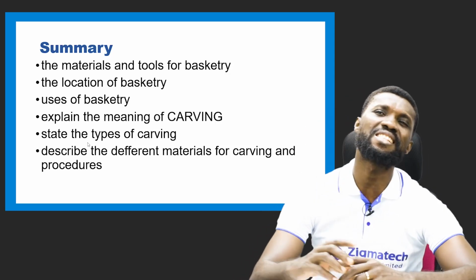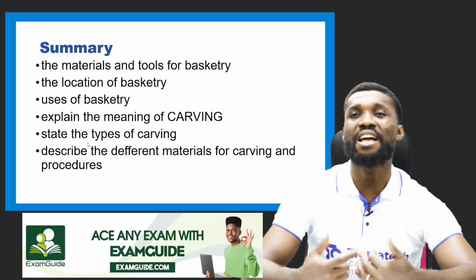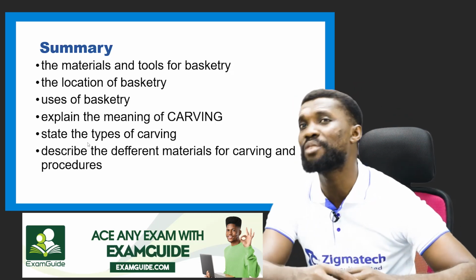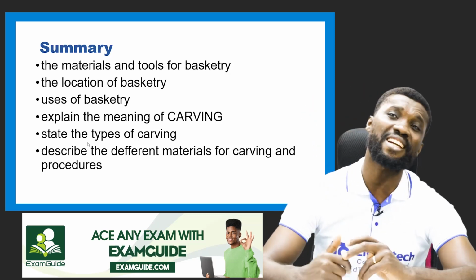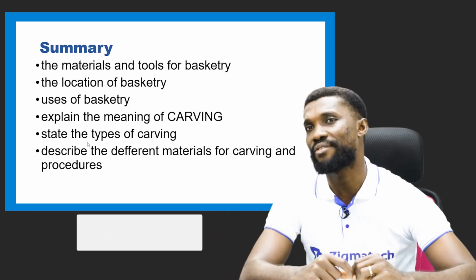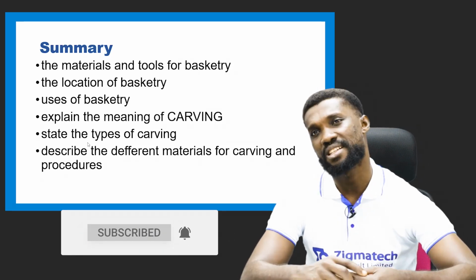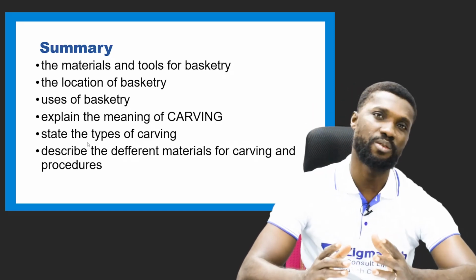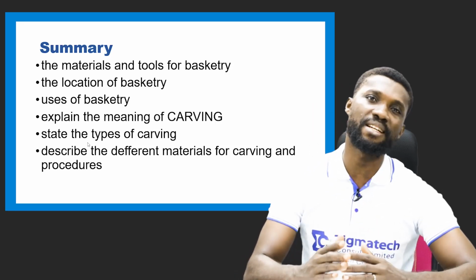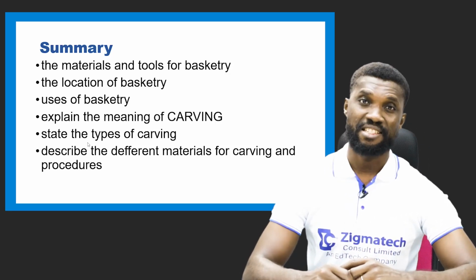Now, we went further to state the types of carving. We have wood carving, stone carving, ivory carving, tusk carving, bone carving, to mention but a few. Now, in the course of this study, we also described the different materials for carving, when I showed you some pictures of some of the materials that are used for carving. Now, we went further to break them down in detail, and I believe you grabbed all of that.